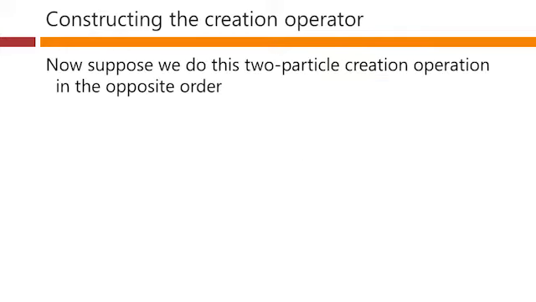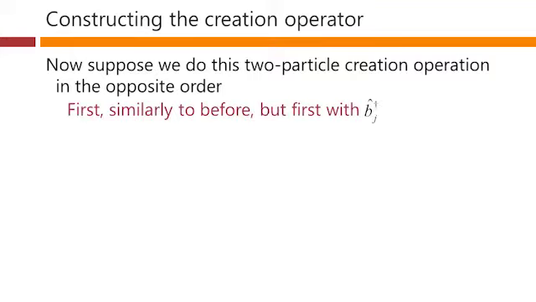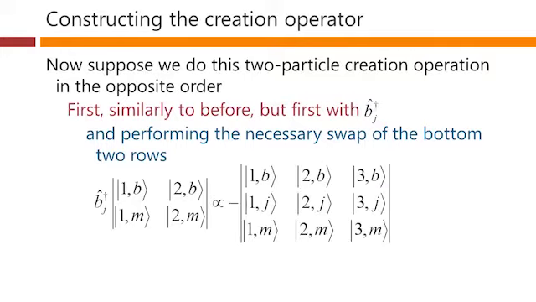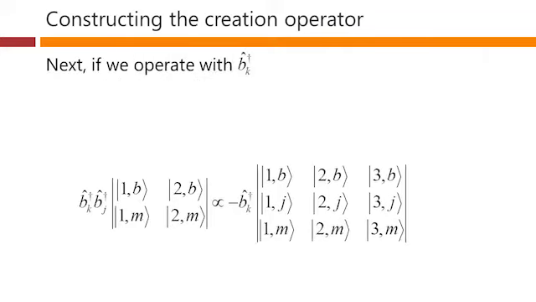Now suppose we do this two-particle creation operation in the opposite order. First, similarly to before, but first with BJ dagger now. So we're going to start with BJ dagger acting on this state. And we're going to perform the necessary swap of the bottom two rows as a result. So here we have it. We've got a minus sign because we had to swap the J row that we added on the bottom with the M to get it into here.